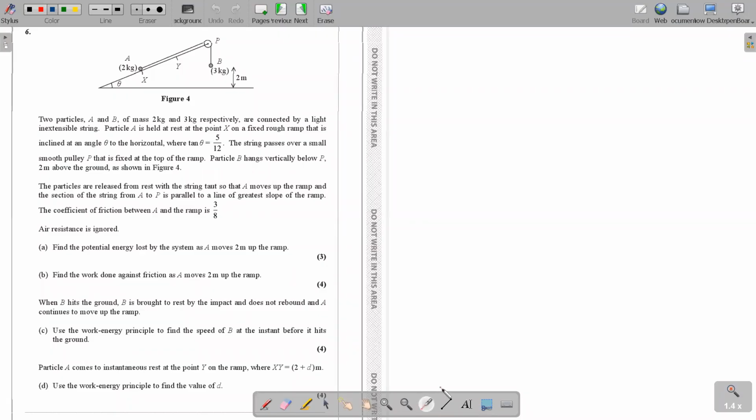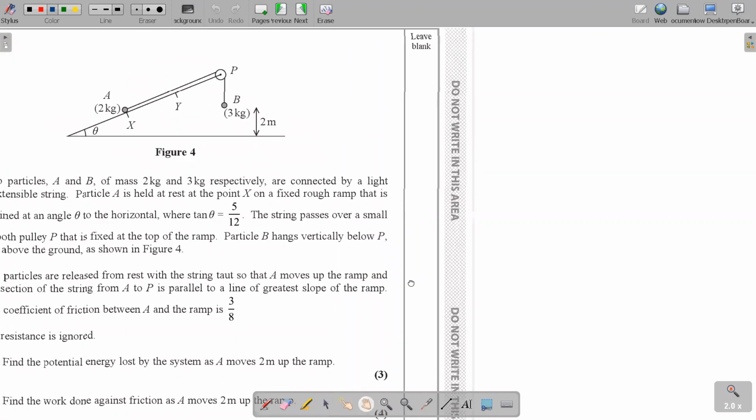Okay. So question number 6. Two particles A and B of mass 2 kg and 3 kg respectively are connected by a light inextensible string. The particle A is held at rest at the point X. So let me make it a little bit bigger.